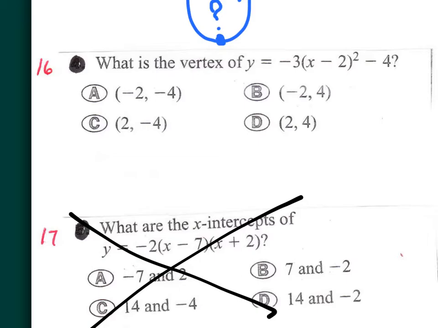Number 16, what is the vertex of y equals negative 3 times a set x minus 2 squared minus 4? Same concept as 15. Okay, you need to really take a look at these numbers here. Use your notes. Hopefully you took good notes.